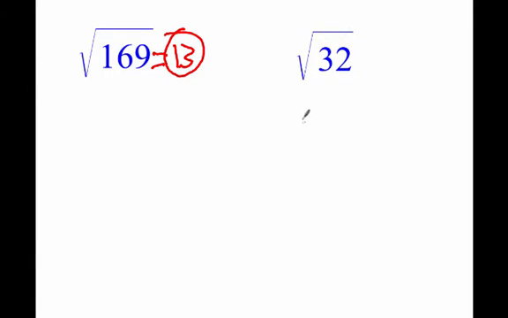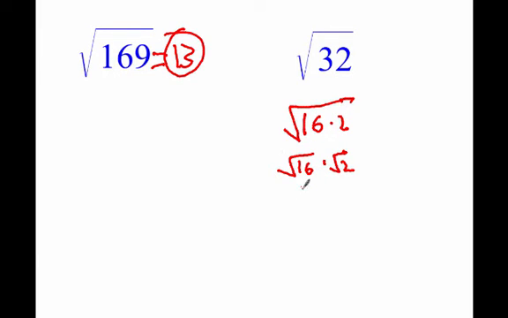If I look at 32, I can think, are there any factors of 32, any numbers that go into 32, that are perfect squares? If I think about it, the biggest one is 16, and 32 is 16 times 2. One of the properties of radicals says that the square root of 16 times 2 is the same thing as the square root of 16 times the square root of 2. I can separate these out.